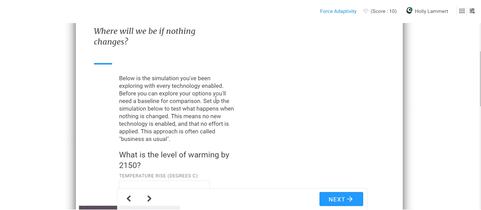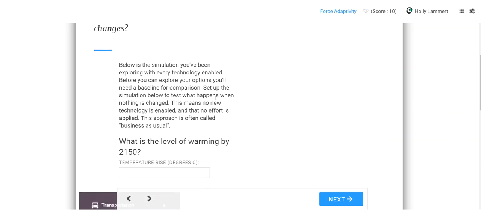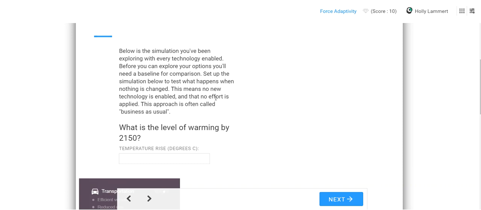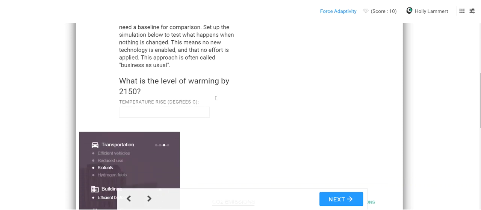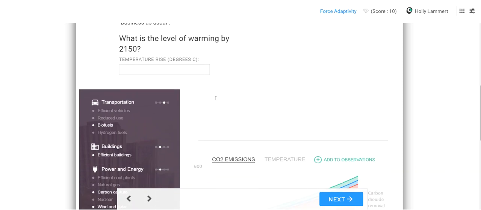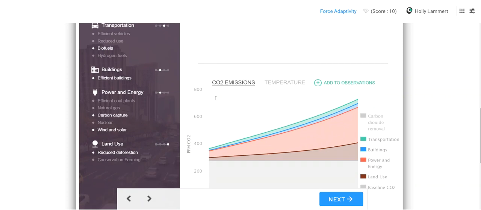All right, so let's go into a little bit more detail. Below is the simulation you've been exploring with every technology enabled. Before you can explore your options, you'll need a baseline for comparison. Set up the simulation below to test what happens when nothing is changed. This means that no new technology is enabled and that no effort is applied. This approach is often called business as usual. What is the level of warming by 2150?